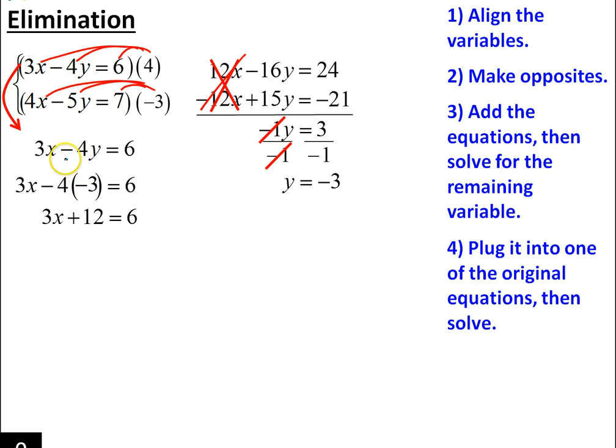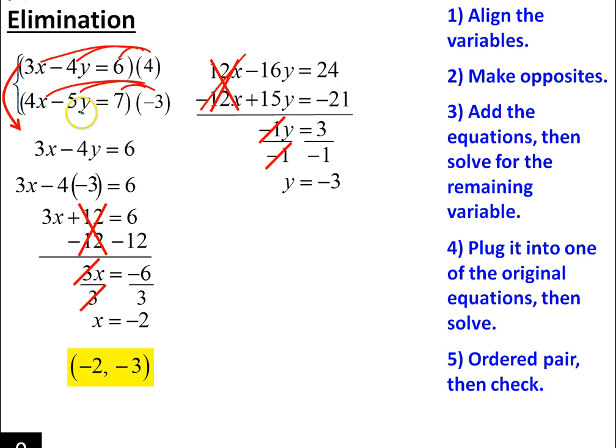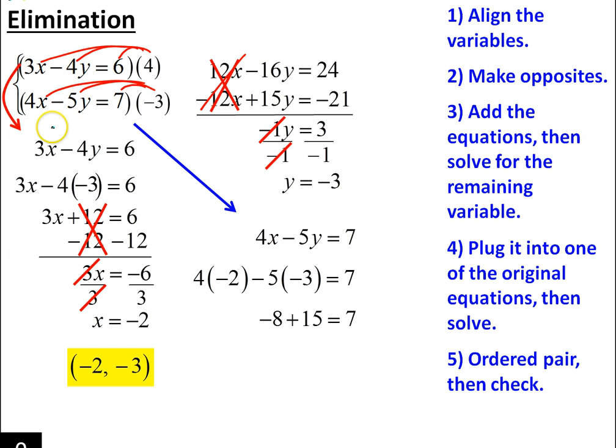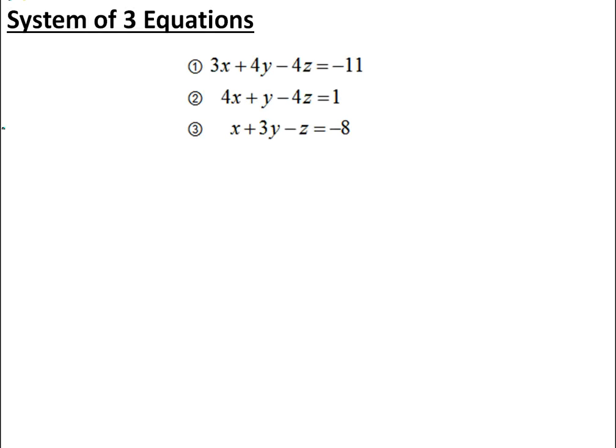Alright, so that's going to give us positive 12. Now move the 12 to the other side. Divide by 3. And so I think the answer is negative 2, negative 3. So let's take that into our second equation and see if it works. So 7 does equal 7, so that means we got it right. Alright, let's take a look at solving a system of 3 equations.